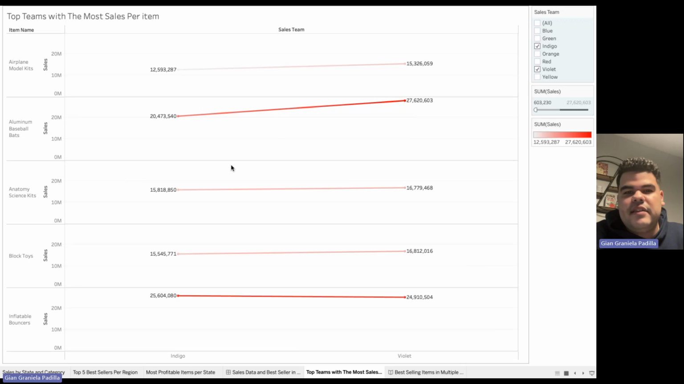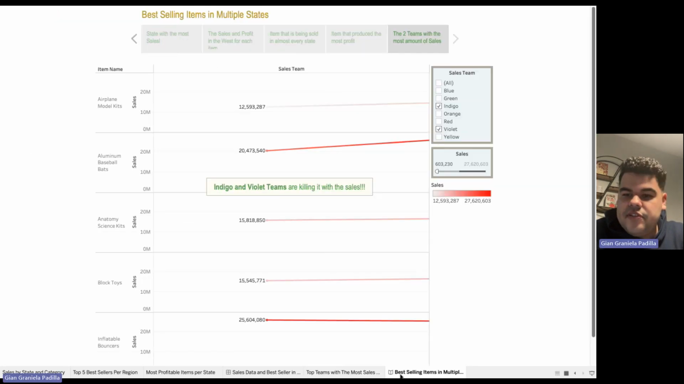And the reason why I picked the line graph is that I feel like it's better to see which team sold more of that item than the other team. And I feel like this was the best way to visualize that. And then now I'm going to talk more about the story.